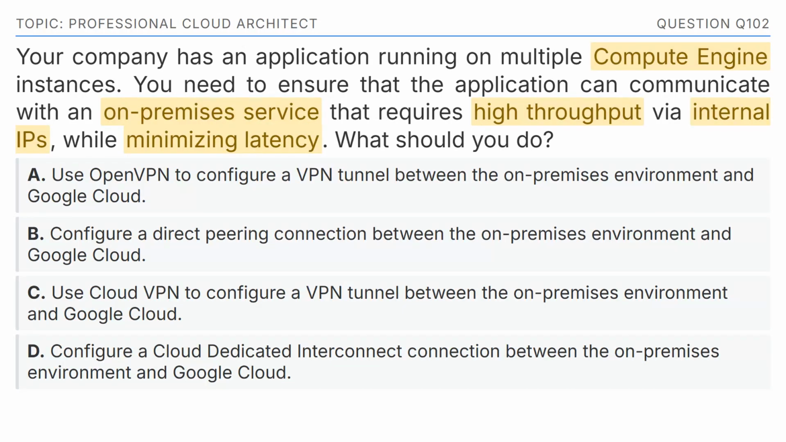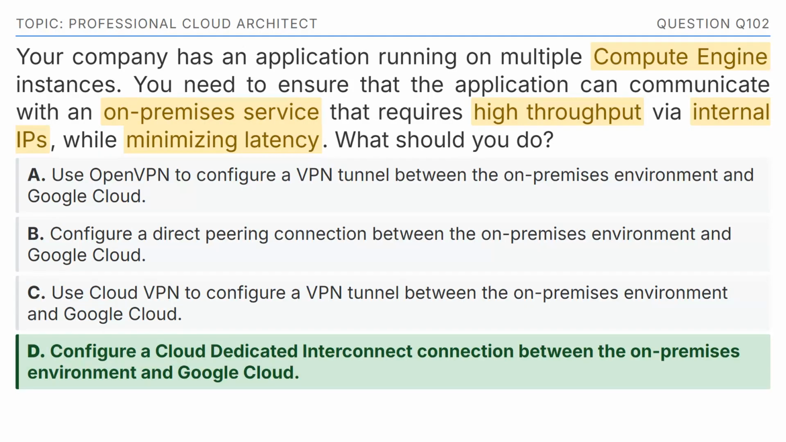To arrive at the correct answer, we focus on the keywords: compute engine, on-premises service, high throughput, internal IPs, minimizing latency. The correct answer is option D. Configure a cloud-dedicated interconnect connection between the on-premises environment and Google Cloud.